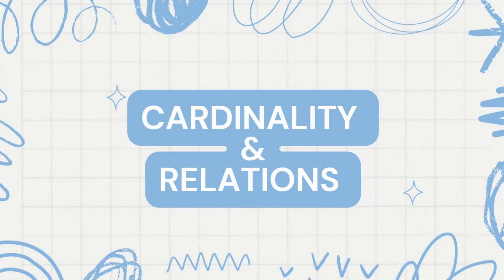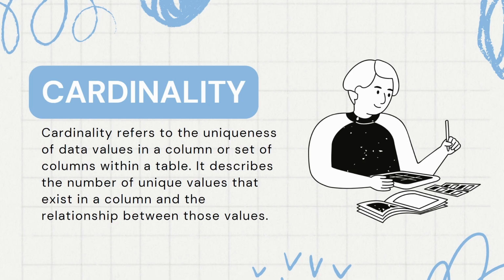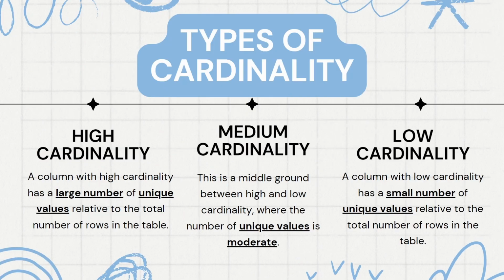In this video, we are diving into the core concepts of SQL, that is, cardinality and relations. In SQL, cardinality refers to the uniqueness of data values in a column or set of columns within a table. It describes the number of distinct values that exist in a column and the relationship between those values. There are generally three types of cardinality: high cardinality, medium cardinality, and low cardinality.